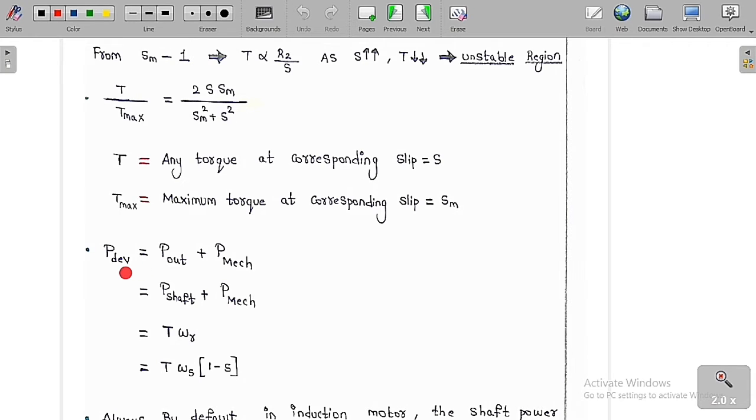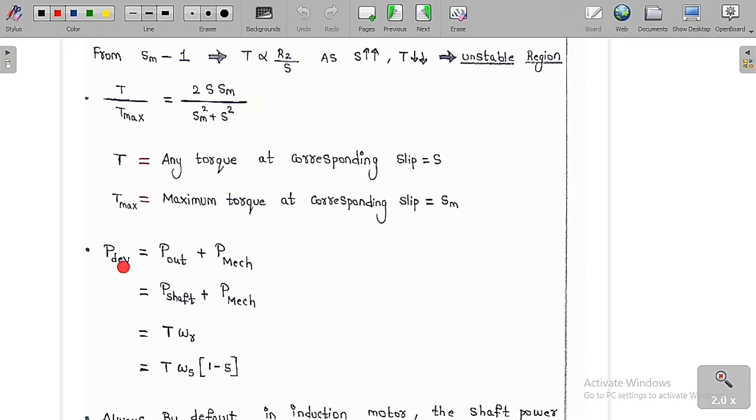So I have already told you about the developed power. The developed power is nothing but output power plus mechanical losses power. Whatever mechanical power is developed is equal to shaft power or output power plus mechanical power loss, because of the friction and the windage losses. The power developed is 1 minus S into the rotor air gap power.